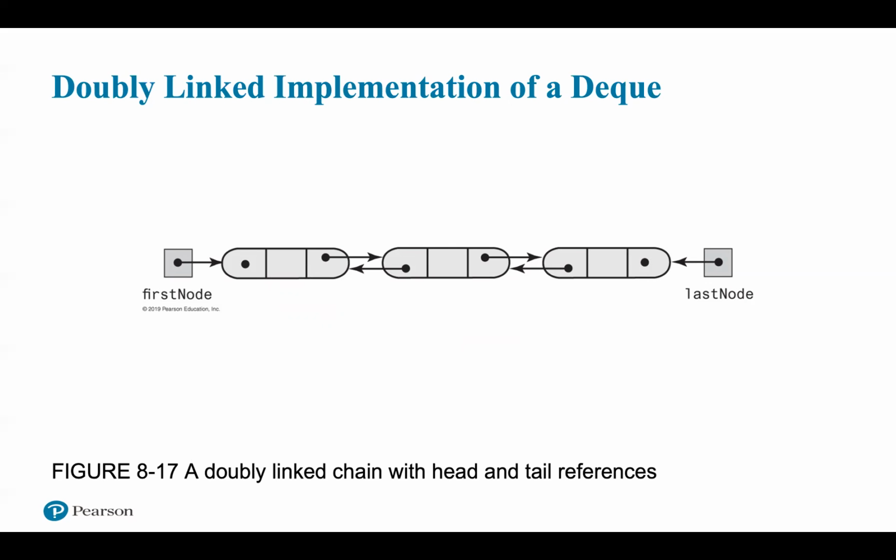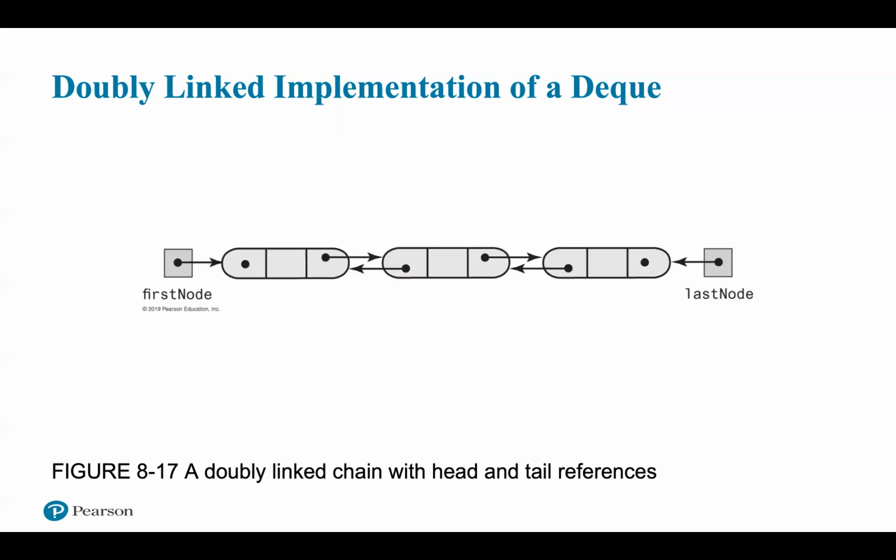Although placing the front of the queue at the head of the chain resolves our problem, such is not the case for a deque. We must be able to remove both the front and the back of a deque. So even if the deque's front is at the head of the chain, the deque's back will be at the chain's tail, and therein lies the problem.